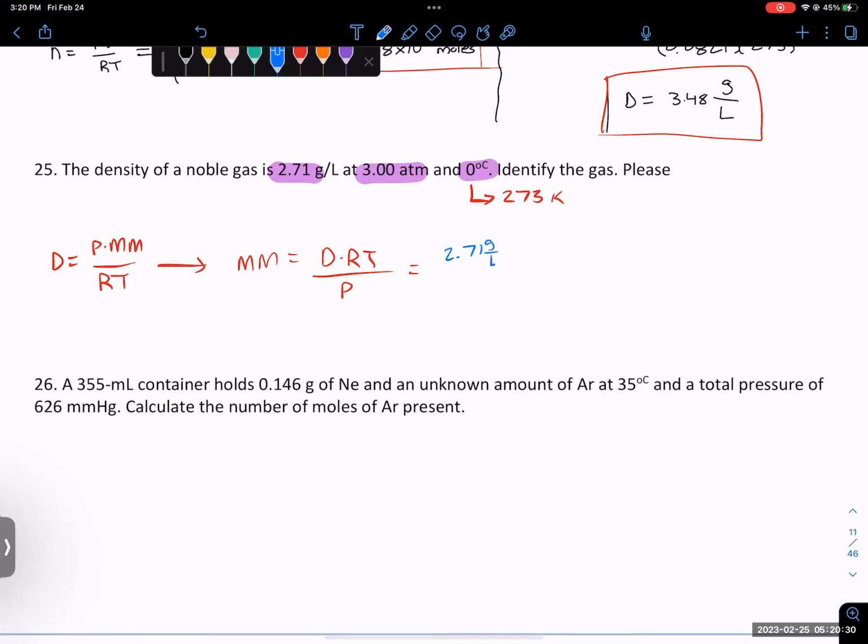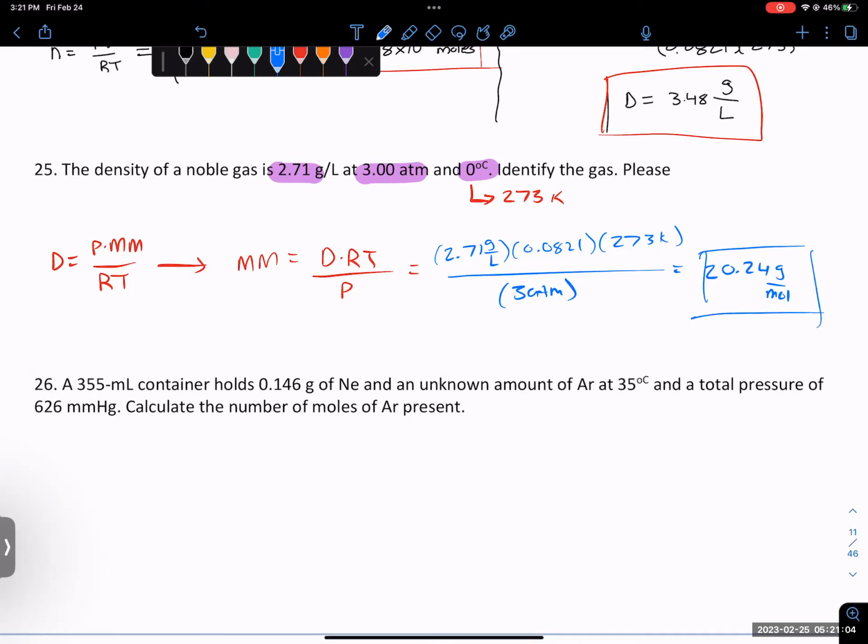So plugging in everything we have: 2.71 grams per liter, 0.0821, and 273 Kelvin, all over the pressure, which was 3 atmospheres. All right, let's put this in our calculator. We get that the molar mass is equal to 20.24 grams per mole. And we're done, right? Box in our answer, call it a day, move on to the next question.